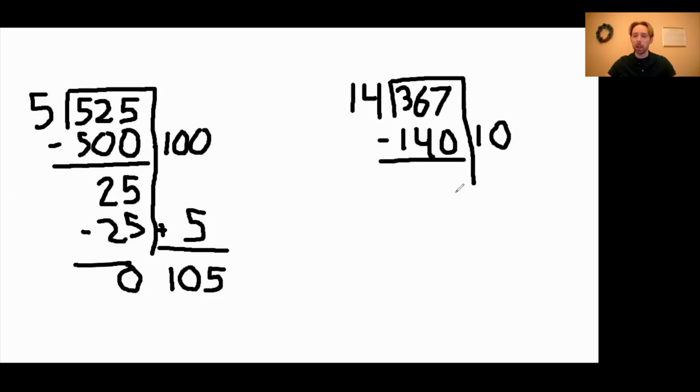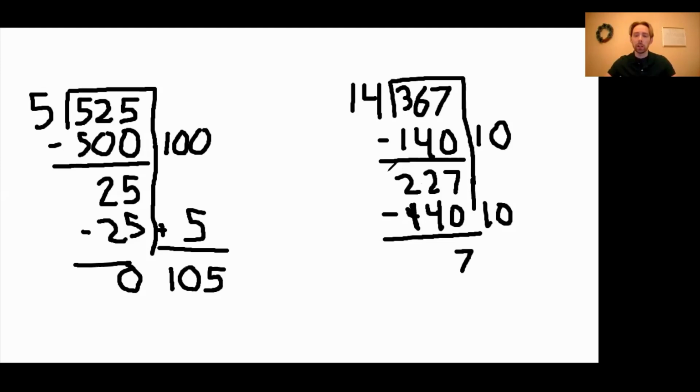So we're going to subtract. Now I've got 227. Again, I'm not quite sure what I can multiply that by to get as close as possible, so I'm just going to stick with the 10. Again, remember the whole purpose of this is to make the long division as easy as possible. Essentially what you're doing is breaking these larger numbers down into smaller numbers.